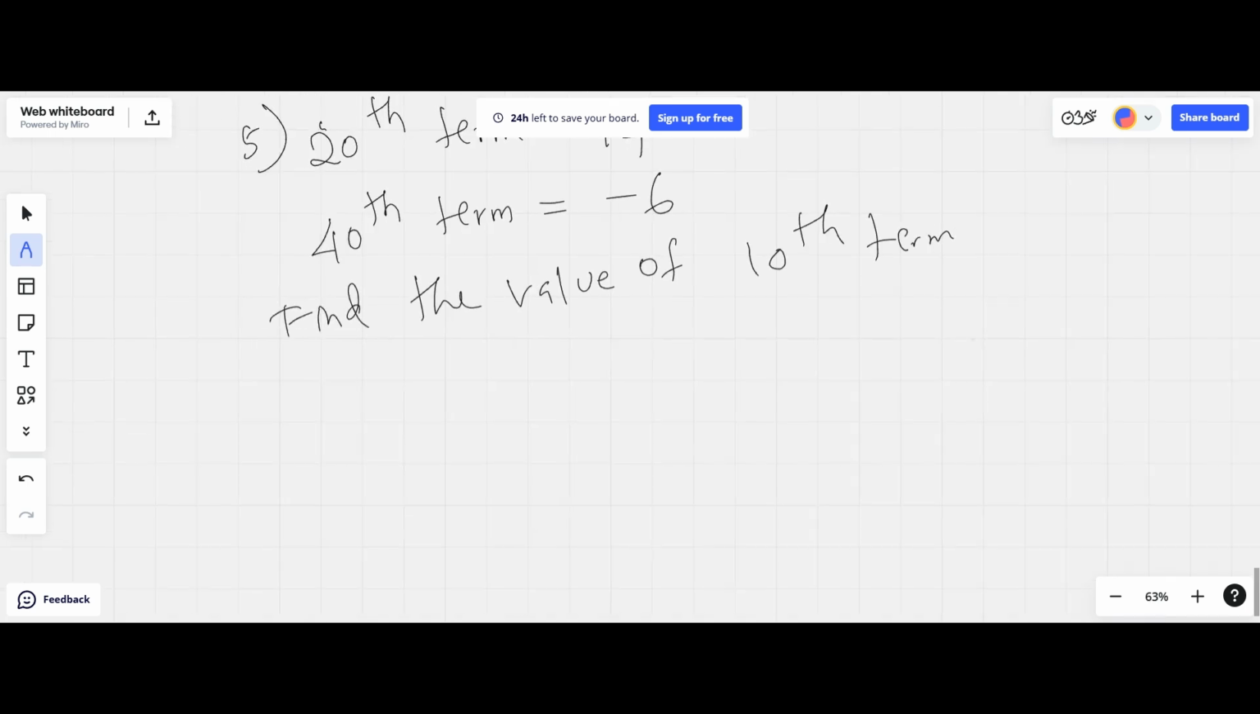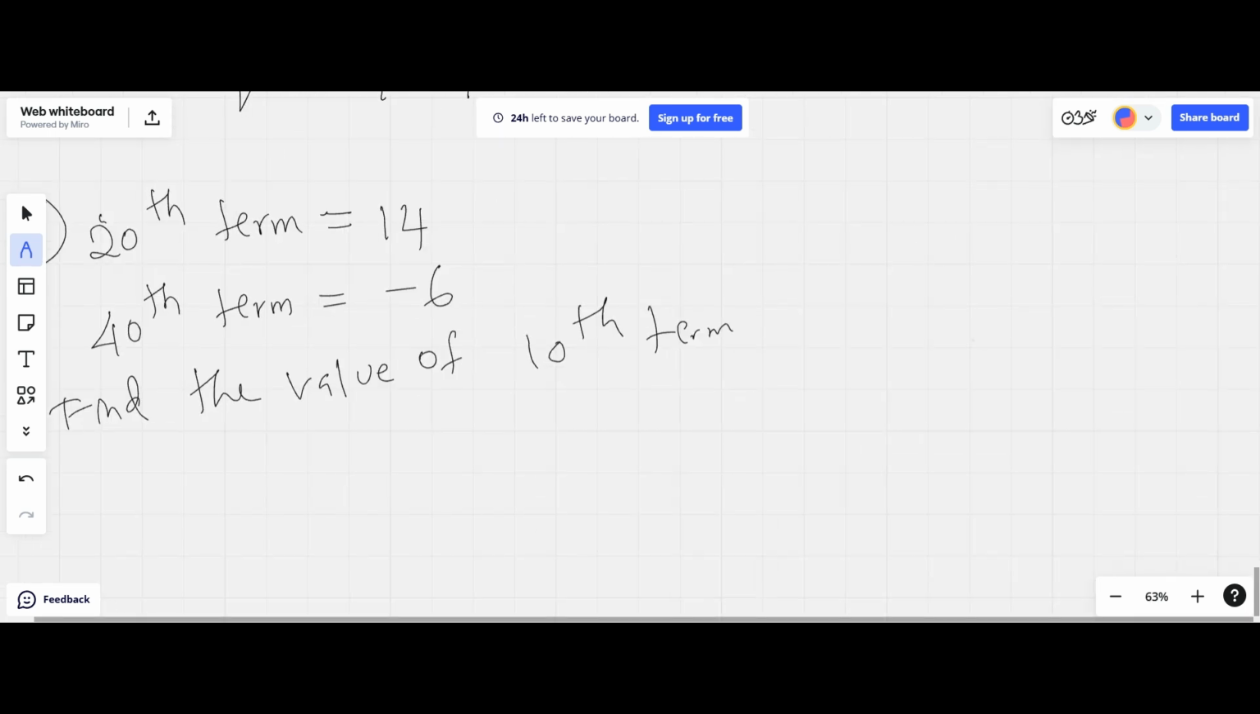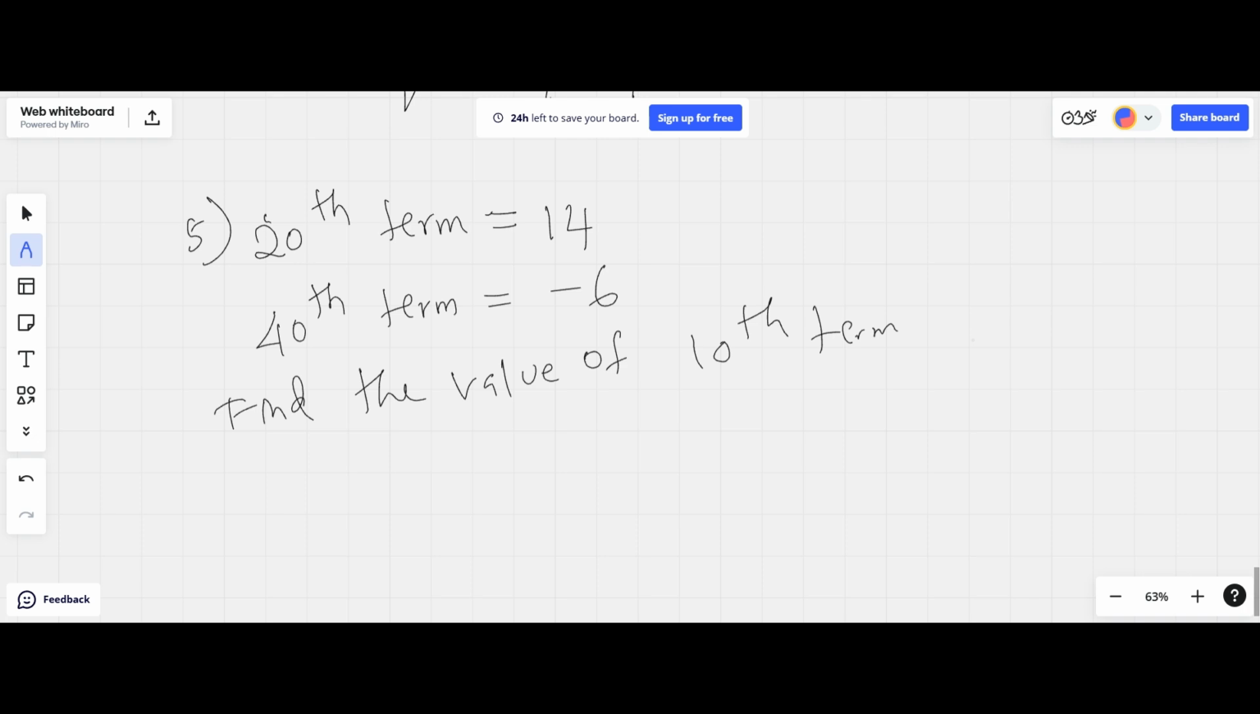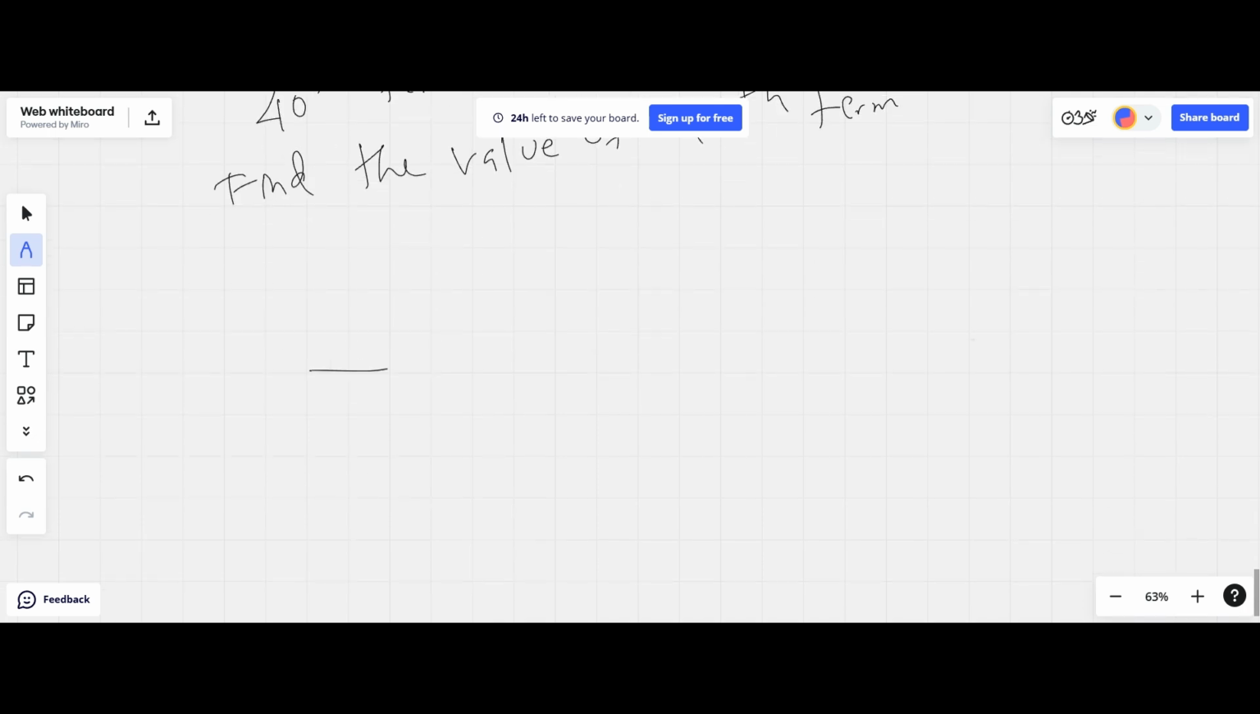Think of it like this: there is a list of numbers. The 20th number is 14, and after some numbers, the 40th number is minus 6. So the value of the numbers is getting reduced. This is not going up, this is going down. So the difference would be minus.